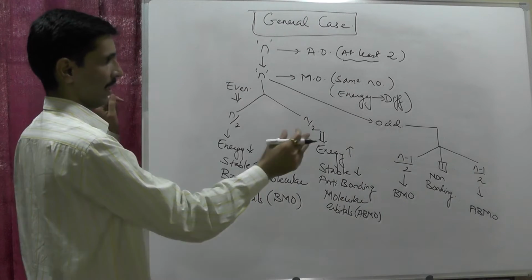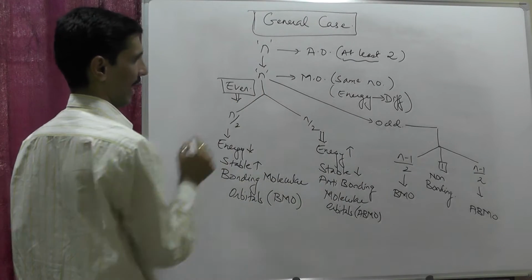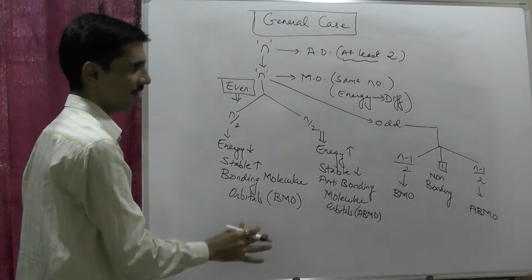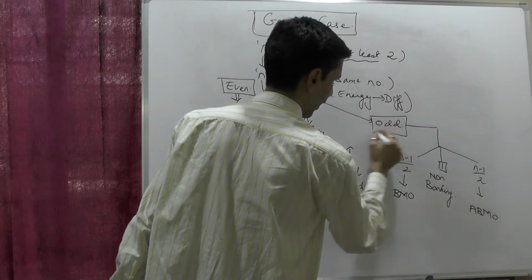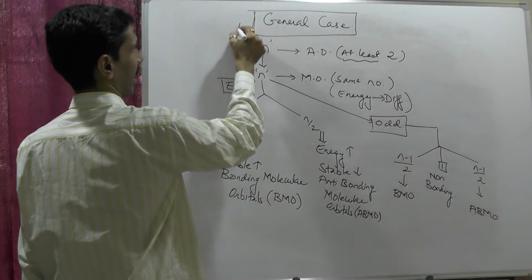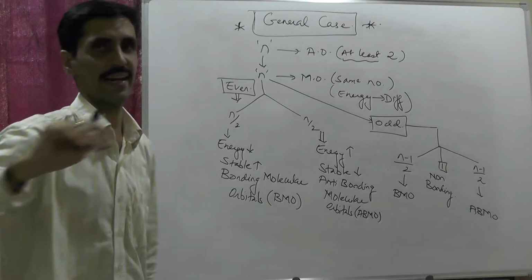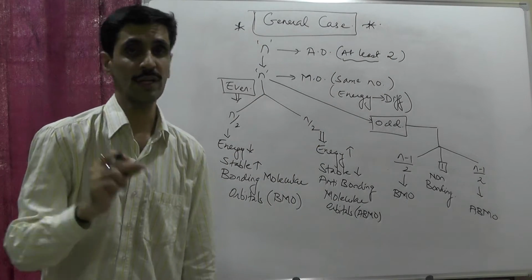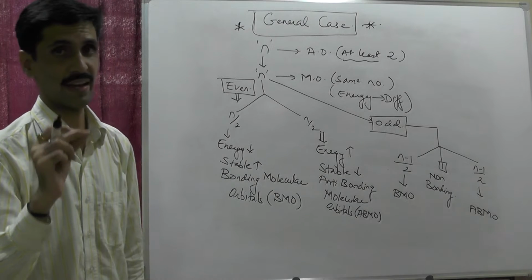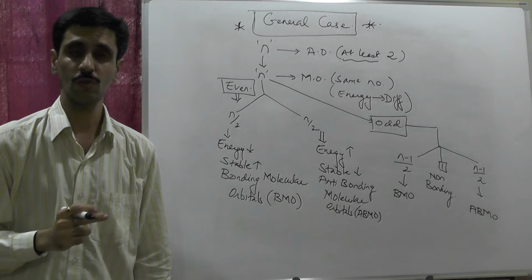So these are the two cases. Where we have n as even, this is what happens. If we have n as odd, then this is what happens. But as I told you, these are not the specific molecules that I'm talking about, I'm just talking about the general case. So I guess you have understood up to this very well.